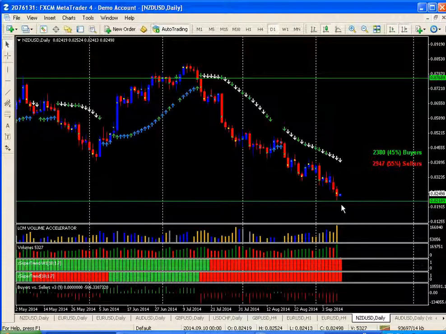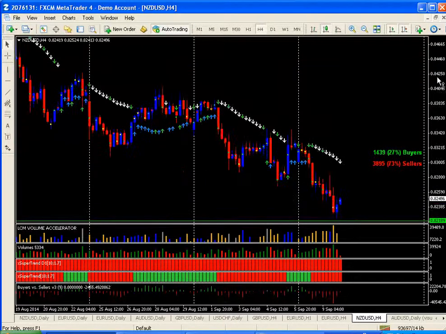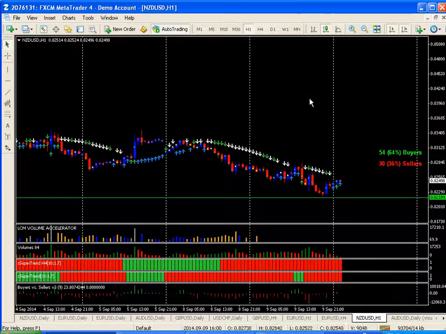However, now we can drop down to the 4-hour and say, okay, on the 4-hour, when we get a bar that closes with an arrow beneath the bar, then we can look to get in short on a close below that particular bar on an intraday basis. And it works the same way on the hourly basis.